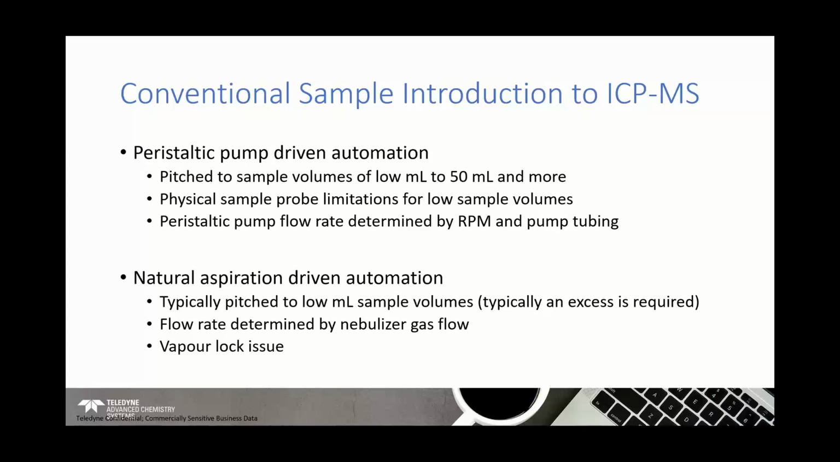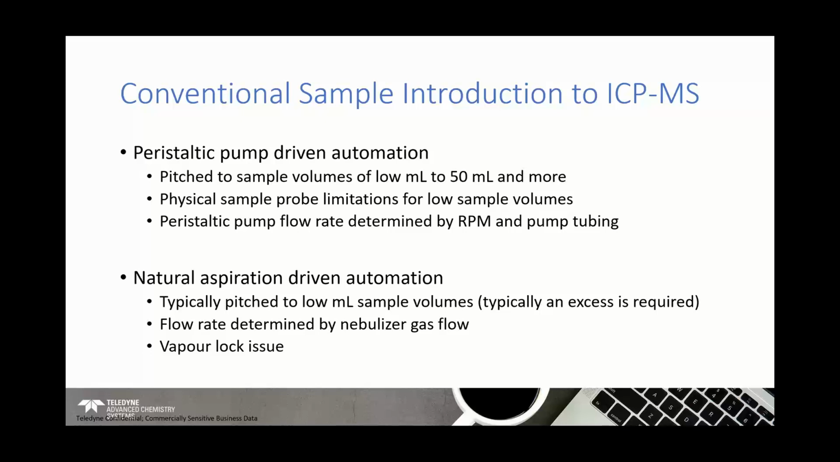That's the kind of automation where, if you're doing waters analysis, fantastic, it works perfectly well. But when you get to the low volume end, you might have physical limitations of the sample probe. Can I get the tip of my sample probe to the sample for low sample volumes? And then also that sample is introduced to an ICPMS instrument by a peristaltic pump, and you're not looking at it from the point of view of a specific flow rate.